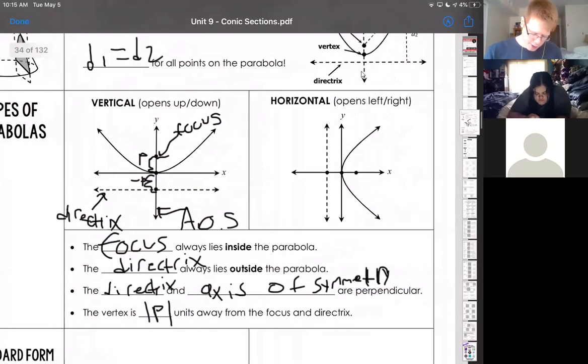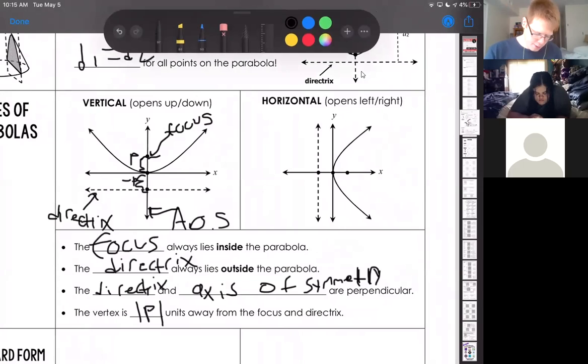Very similar for the horizontal parabola, same idea. This line that cuts your parabola down the middle would be your axis of symmetry. So our axis of symmetry is horizontal in a horizontal parabola.